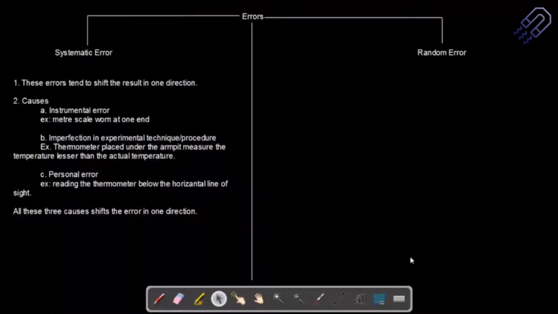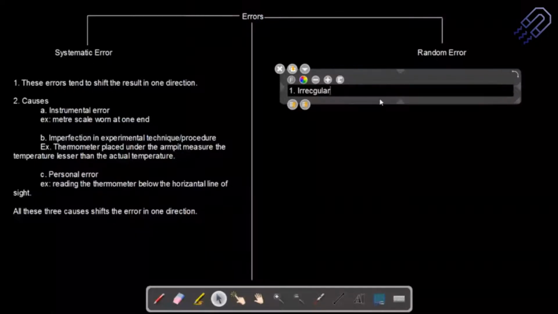Okay, let's have some points to understand random error. Random error is something which is irregular. I think the word defines itself. Okay, the definition: irregular errors with respect to size and sign.